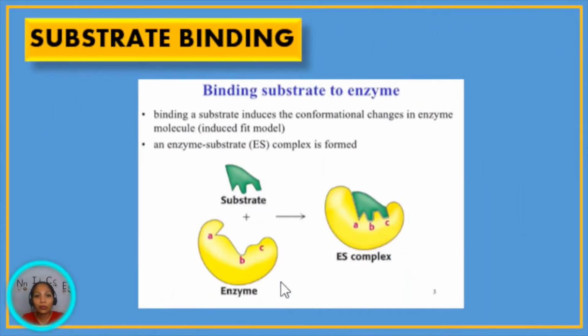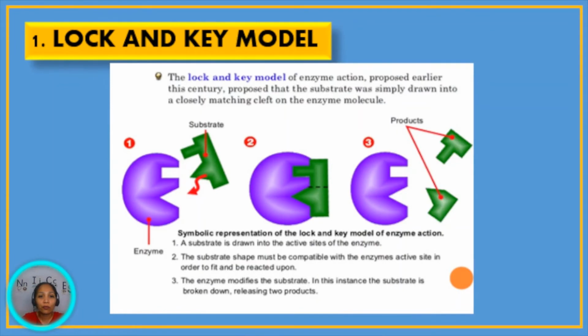You already know that the substrate binds to the active site of an enzyme, forming the enzyme substrate complex. Two models have been proposed to explain how an enzyme binds to its substrate. First, we have the lock and key model. The lock and key model assumes that the active site of the enzyme and the substrate are equal shaped. It supposes that the substrate fits perfectly into the active site of the enzyme.